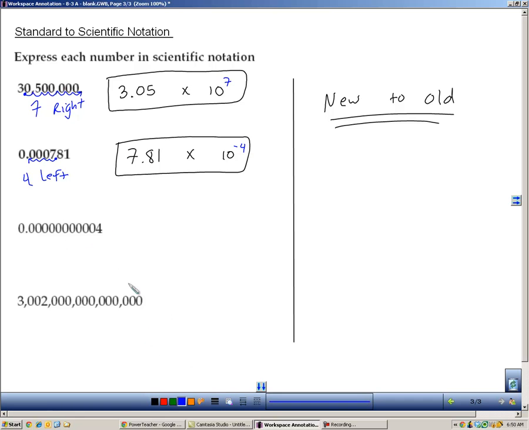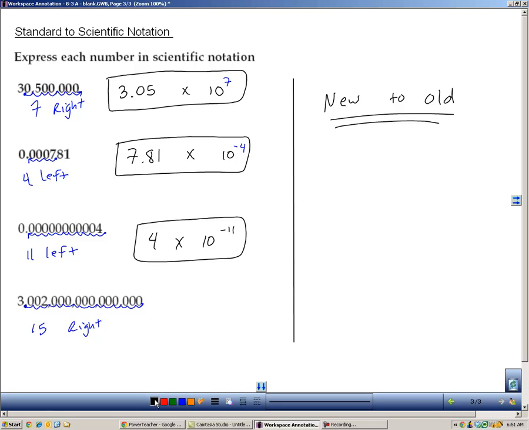Next one here, I'd like the decimal point after the 4. New to old, 11 to the left, so we're going to get 4 times 10 to the negative 11th. And this one, new decimal point after the 3, 15 to the right, so we're going to get 3.002 times 10 to the 15th.